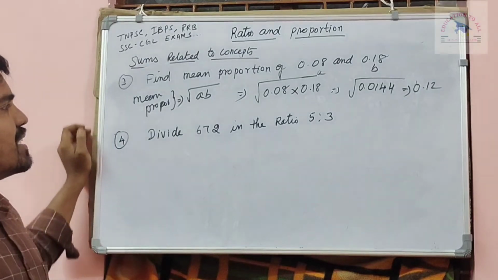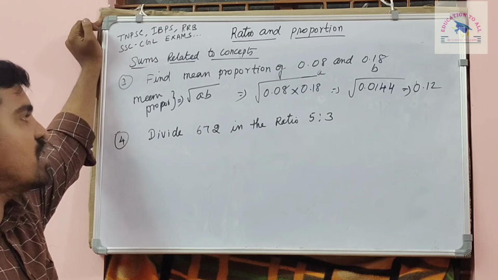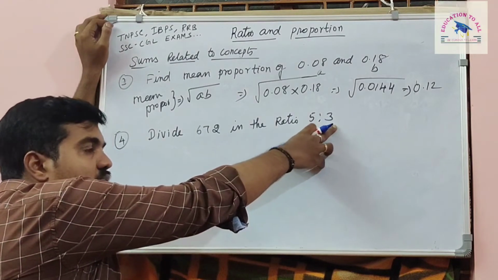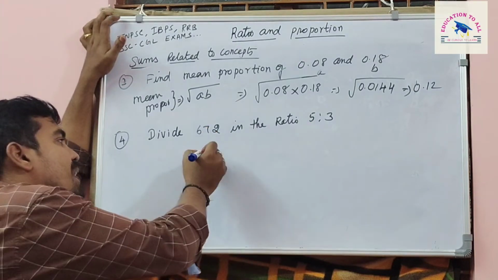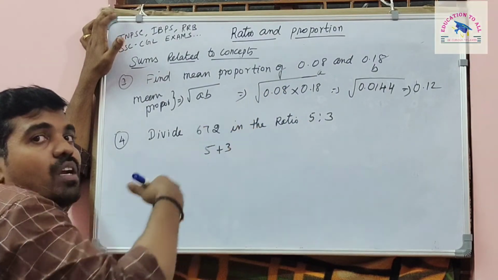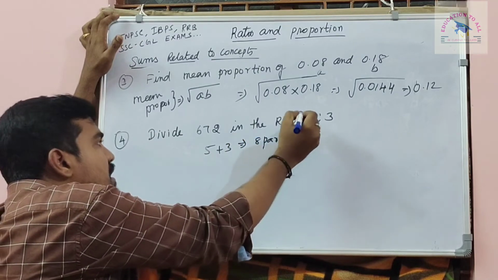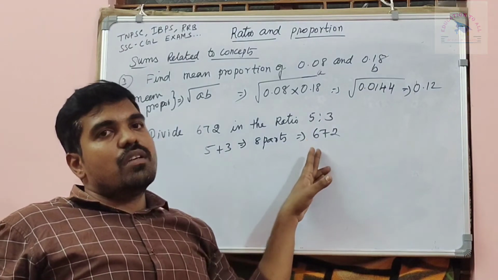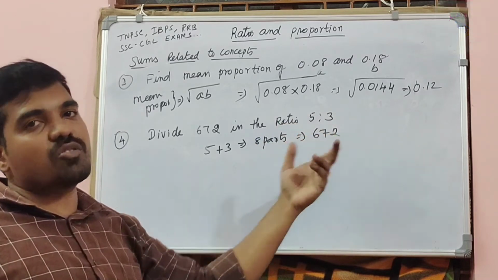Next, divide 672 in the ratio 5:3. So we have to divide this 672 in the ratio 5:3. If you add 5 plus 3, 5 is one part, 3 is one part. Then what is the total? 8 parts, which is nothing but 672. So the 672 is what we are going to divide into 8 parts. In that, 5 parts and 3 parts we are going to find.